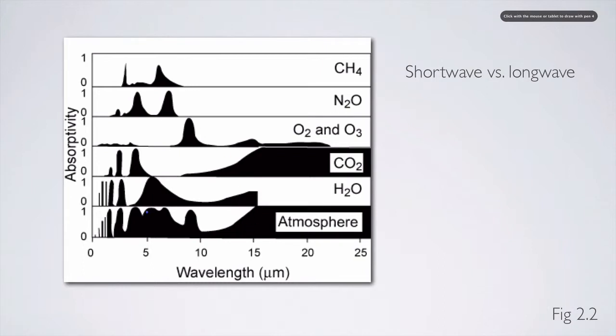When you add all of these up together, this is what the absorption peaks look like for the atmosphere as a whole. And you can see, here the wavelengths are shown in micrometers instead of nanometers like before, that a lot of that long wave radiation is absorbed. And there are windows where radiation is not going to be absorbed by the atmosphere.